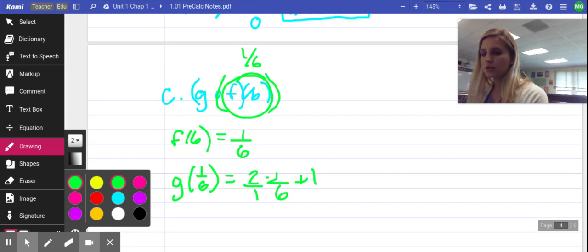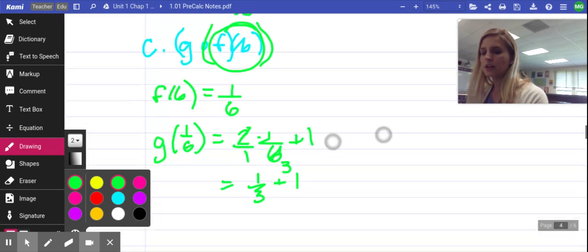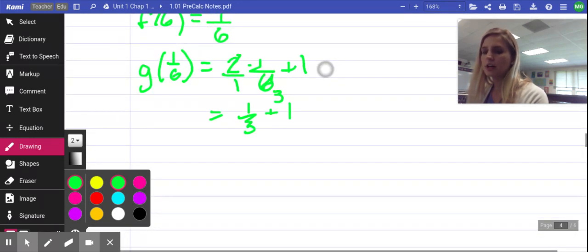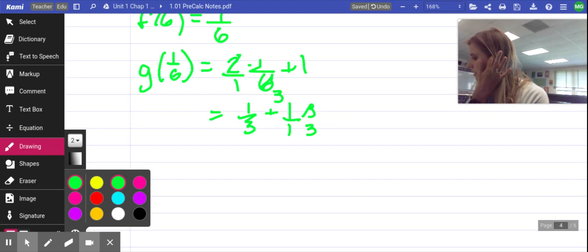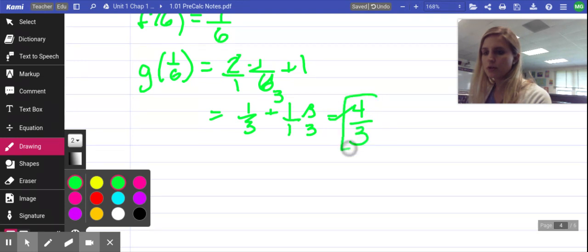No calculator, cross reduce. 2 goes into 6 3 times. I have 1/3 plus 1. I need to add those without a calculator, so I need a common denominator. So if this is a 1, I can multiply this by 3 over 3. So now I have 1 plus 3, which would give me 4 over 3 for our final answer.